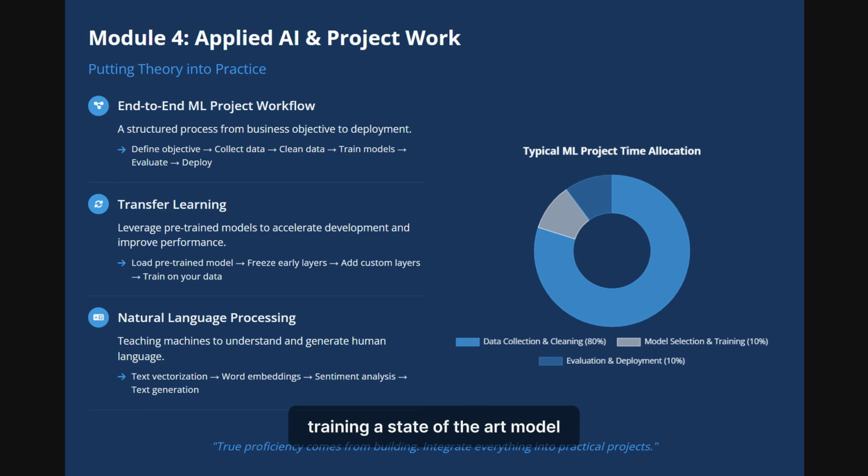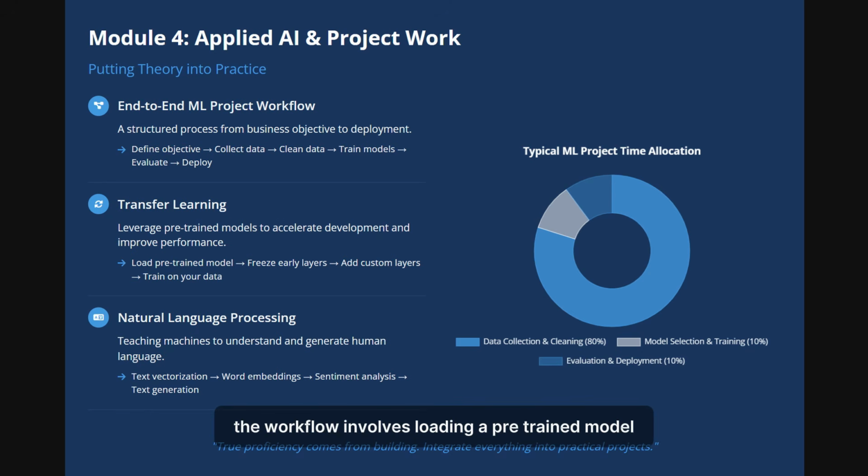In Lesson 4.2, we learn a powerful shortcut, leveraging pre-trained models and transfer learning. Training a state-of-the-art model can take weeks and thousands of dollars. You don't have to do that. With transfer learning, you take a model that experts have already trained on a huge data set and you adapt it for your own smaller task. You're not starting from scratch, you're standing on the shoulders of giants.